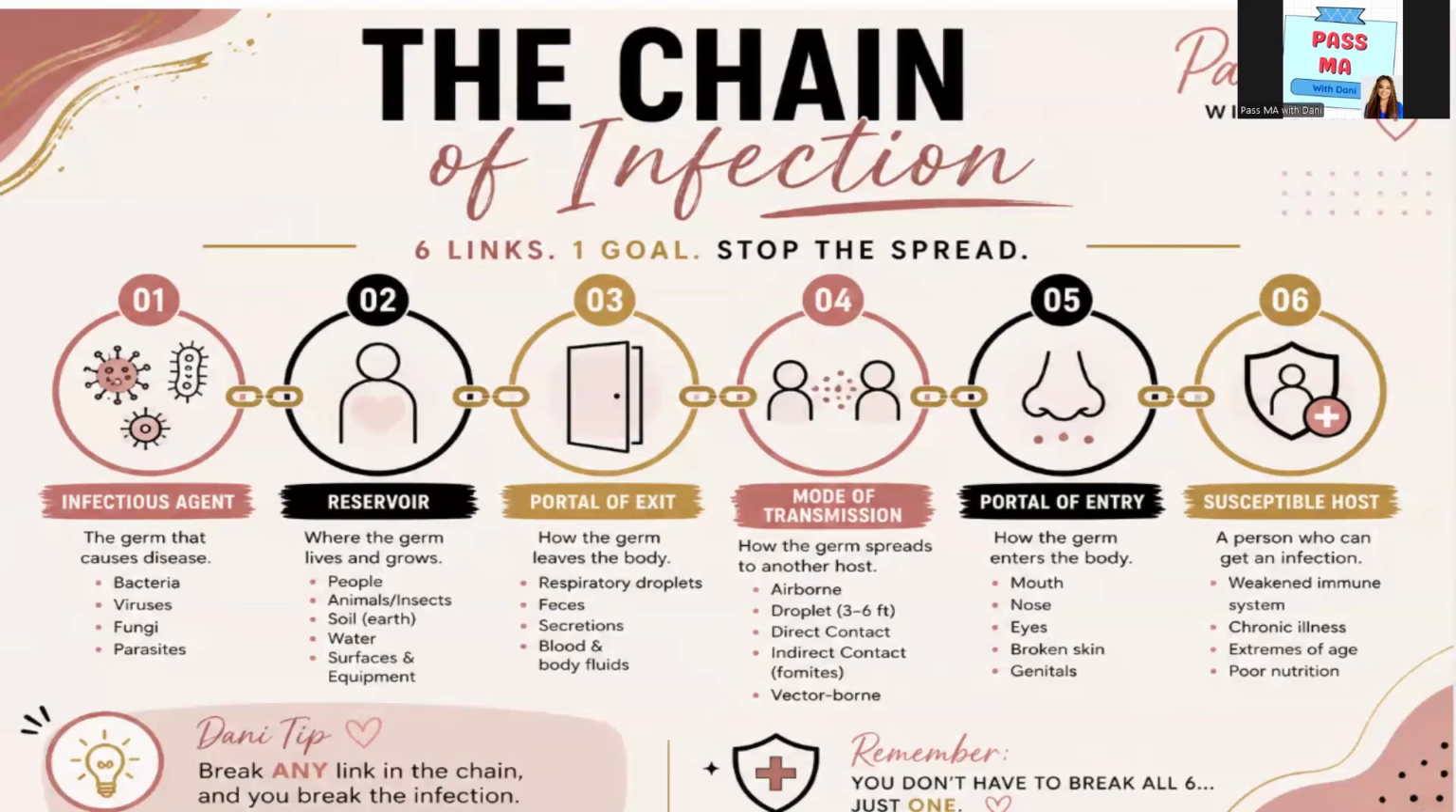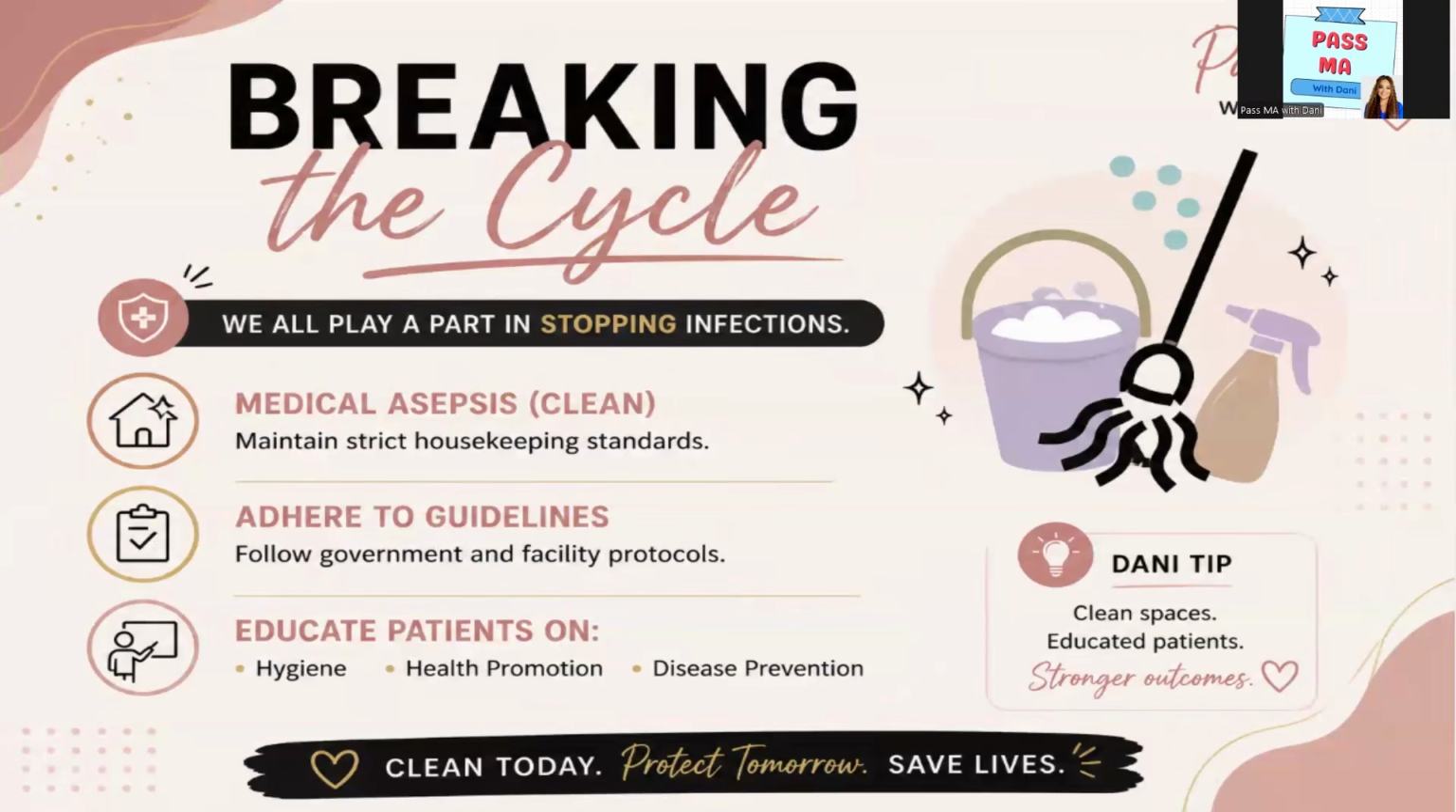Now, here's the key. If we break even one step in the chain of infection, the infection actually stops. And this is exactly what we're going to focus on as we go through each part. So now that we understand how infections spread, let's talk about what actually matters, how to stop it. So this is what we call breaking the chain or breaking the cycle of infection.